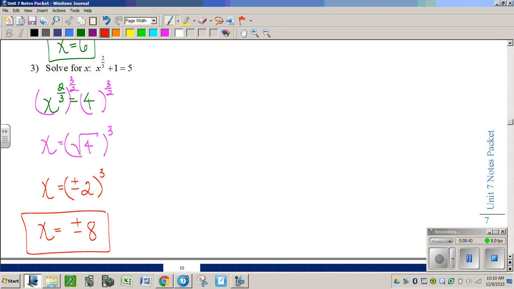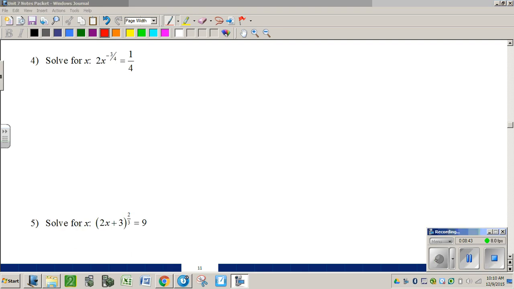Okay, let's take a trip to the next page. Okay, number 4. I've got to isolate that value. So the first thing I'm going to do is divide by 2. So I get x raised to the negative 3/4 is equal to 1/4 divided by 2.